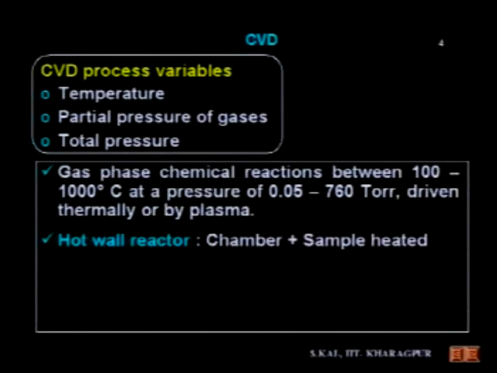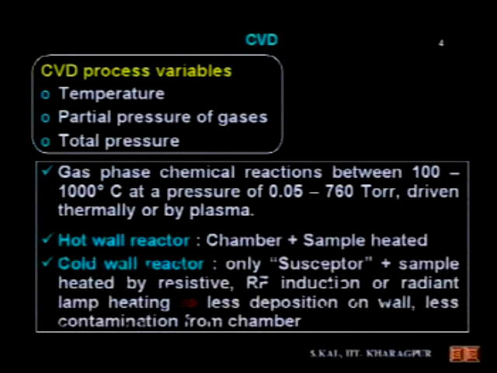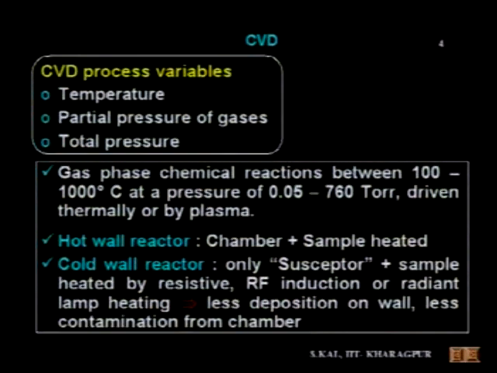Now, there are two types of reactors. One is known as hot wall reactor, another is cold wall reactor, all of you know. In hot wall reactor, chambers and samples are heated. Hot wall and cold wall reactor configuration already have been discussed in APTEXL classes also. Now again, I will just compare the hot wall and cold wall reactor with advantages and disadvantages. In CVD also, hot wall and cold wall both are used.